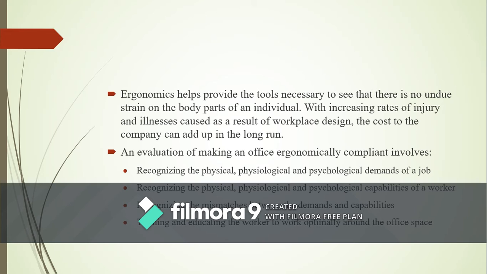Next one is recognizing the physical, physiological and psychological capabilities of a worker. In the first, primary step, we discussed the demands from a job. Now we have to see the capabilities of a worker in terms of physical, physiological, and psychological capabilities. So now you have to compare both of them and find the mismatches in this third step.